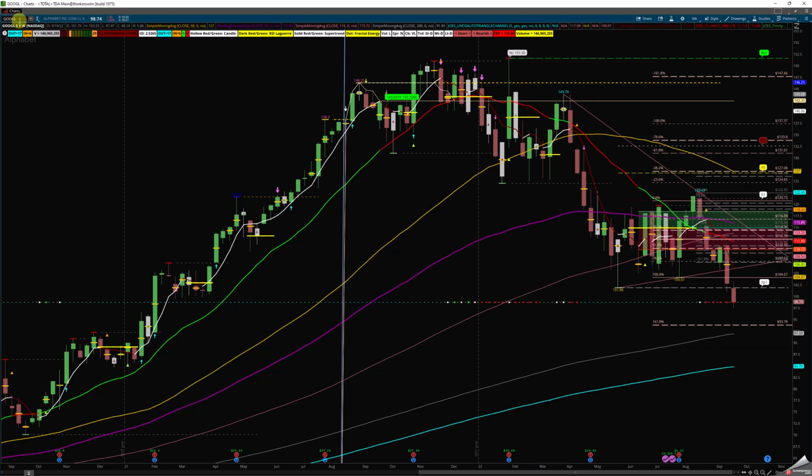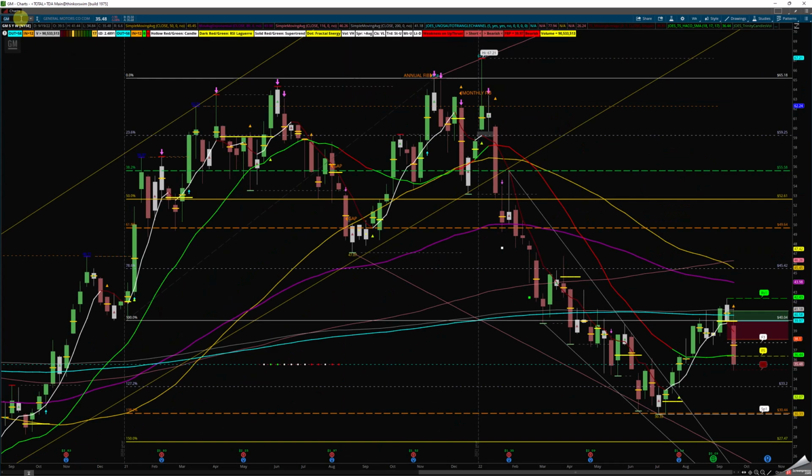I'm just going through a couple of different things so that you guys can get a better feel of what the market can do. Oops, come on. General Motors. We can see that General Motors on Friday sold off very heavily.